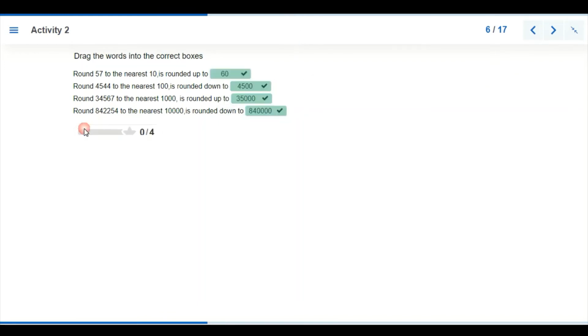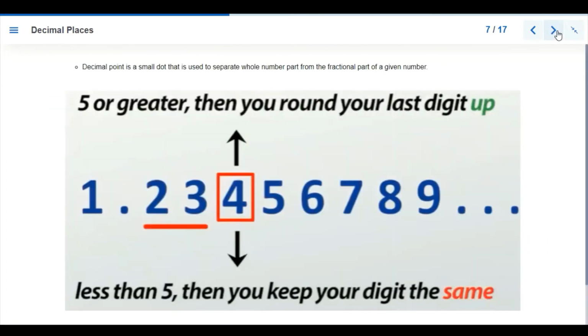So let's check. I think we are right. So let's go to the next one. Now, this is decimal place. Any value, as I said earlier, that is below 4, you round it down to 0, and any value that is above 4, which is 5 upward, we round it up to 1.